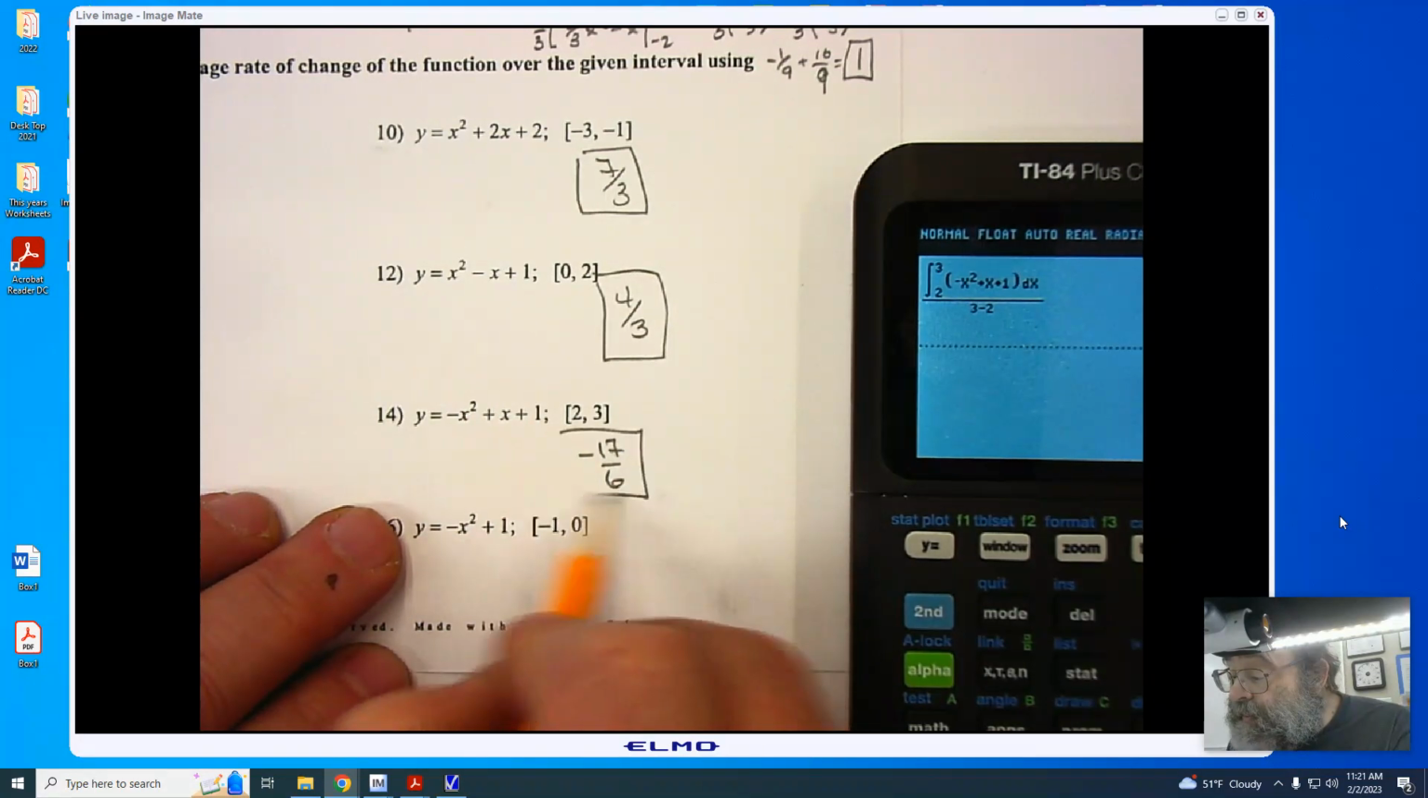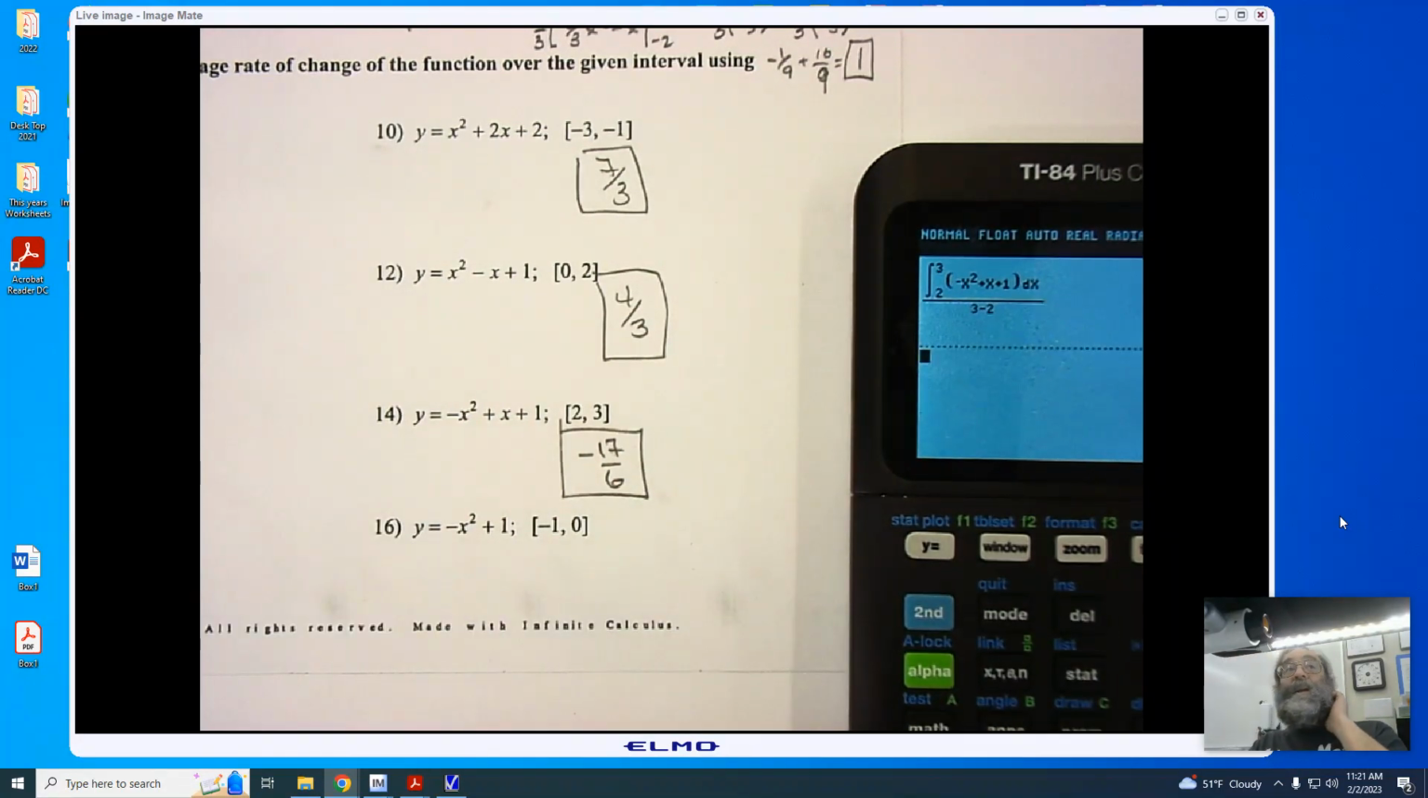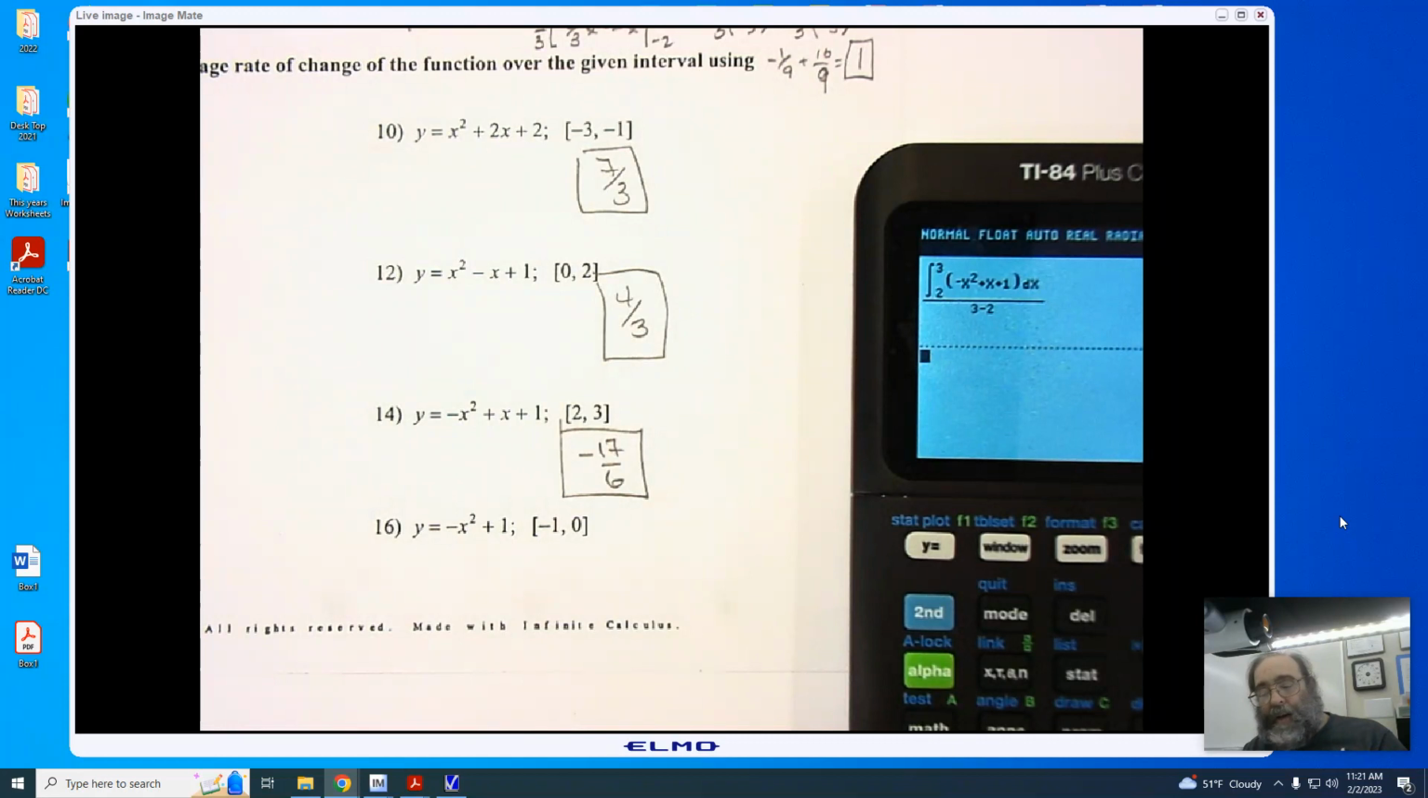Negative 17/6. Wonderful words, aren't they fun? Sorry if I confused you there. That is a negative 17/6.